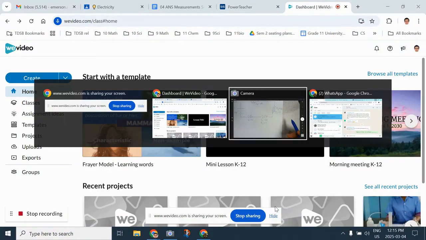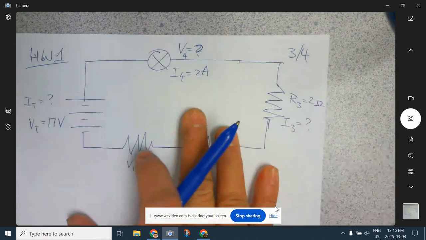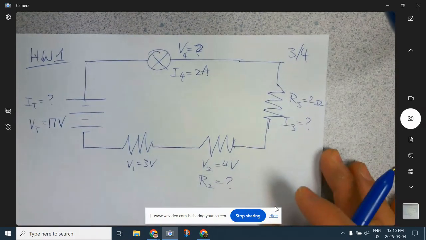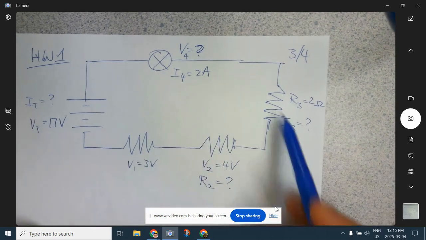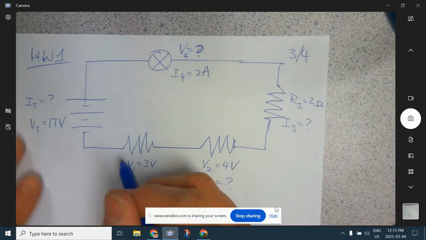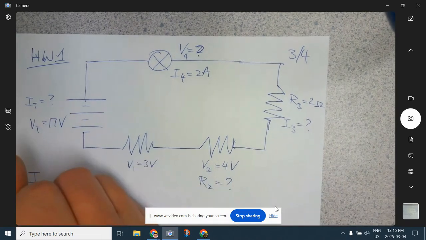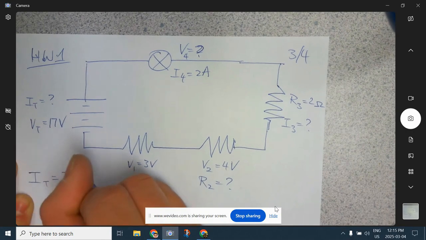All right, so just quickly, this is the solution to yesterday's homework. Now, as you can see, this is a series circuit, okay? This is a series circuit. So just a reminder, in a series circuit, the current is the same everywhere, okay? Current is the same everywhere.